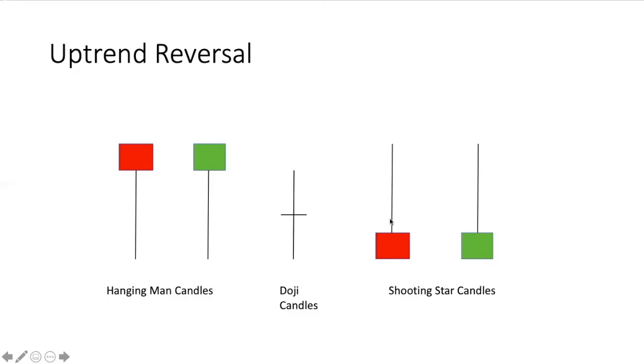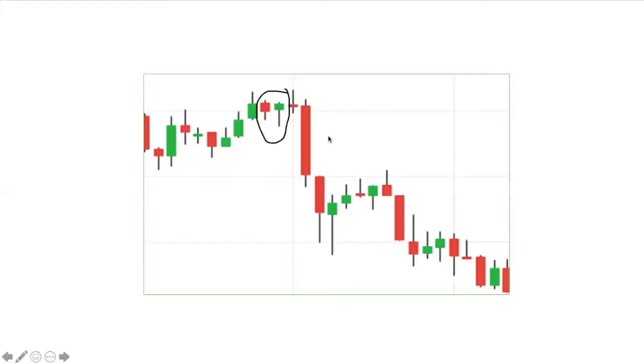Now, an inverted hammer forms in the bearish phase. This shape of inverted hammer is called the shooting star candle. The shooting star candle forms at the peak, at the top of the bull phase. So there are the same kind of candles but two different names. You can see over here that this is a hanging man which is formed, and then the market has started falling.